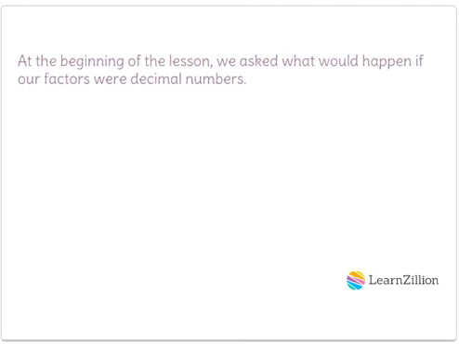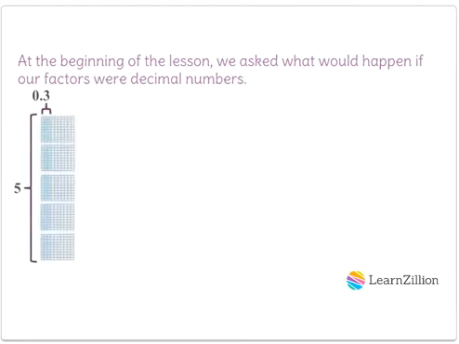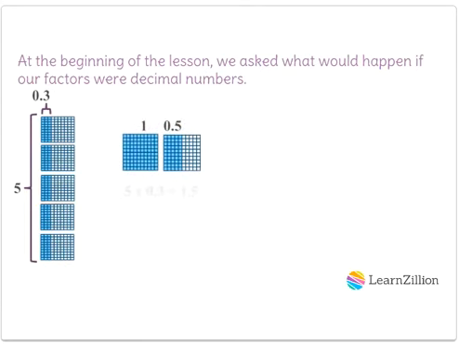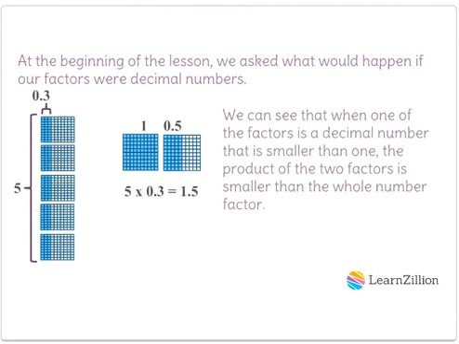At the beginning of the lesson, we asked what would happen if our factors were decimal numbers. Here we have factors of 3/10, a decimal number, and 5. 5 groups of 3/10 is 15/10. 10/10 can be composed into one whole, and we still have 5/10 to go. So 5 groups of 3/10 is 1 5/10. We can see that when one of the factors is a decimal number that is smaller than 1, the product of the two factors is smaller than the whole number factor.